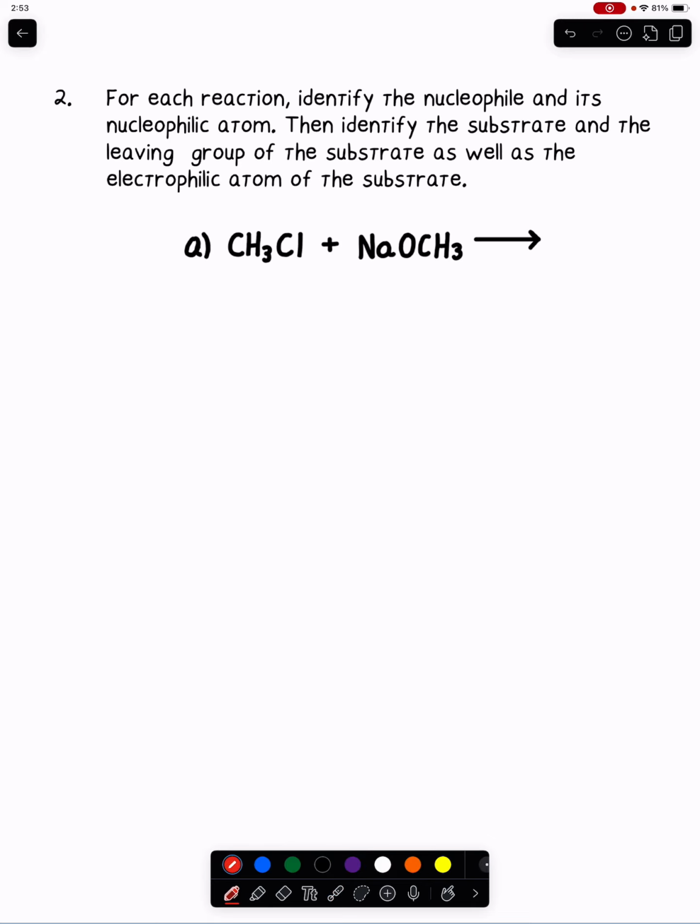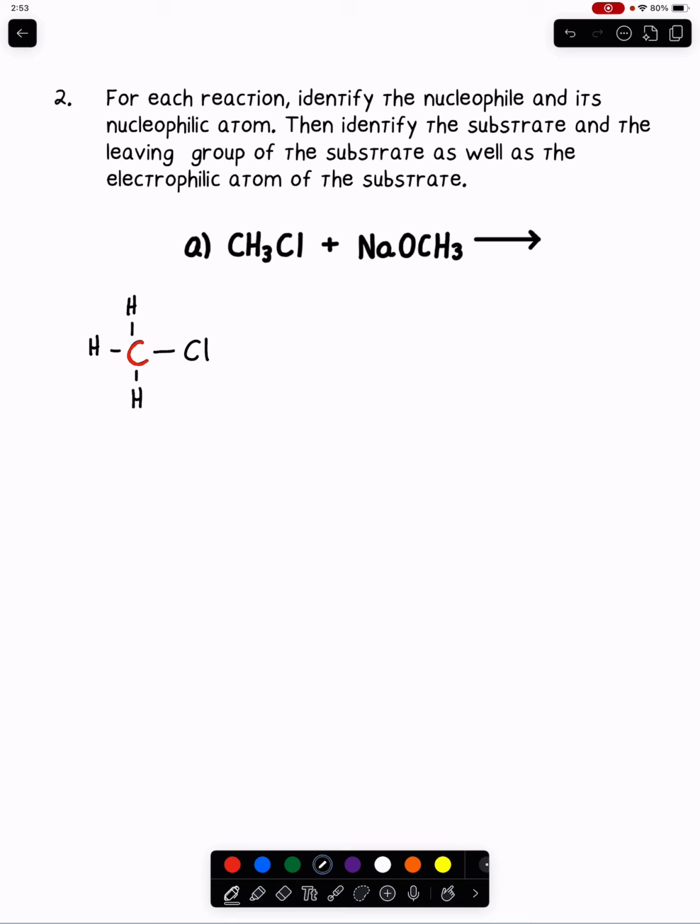Let me draw this out a little bit differently. So here we have our carbon. It has 3 hydrogens bonded to it, and it also has the chlorine bonded to it. The chlorine is the leaving group of the entire substrate. The electrophilic carbon of the substrate, this one's easy because there's only 1 carbon in there. It's always the carbon bonded to the leaving group. So the electrophilic carbon is this carbon that I'm putting in red.